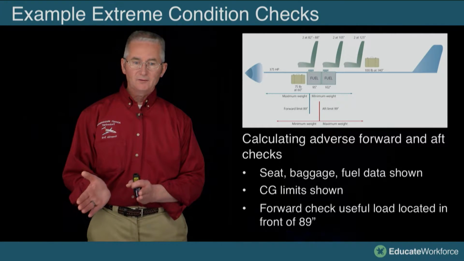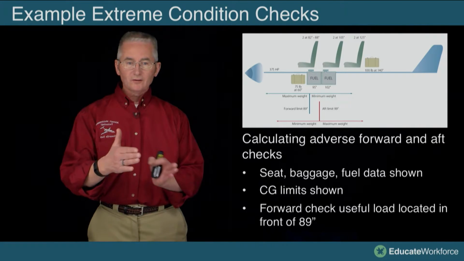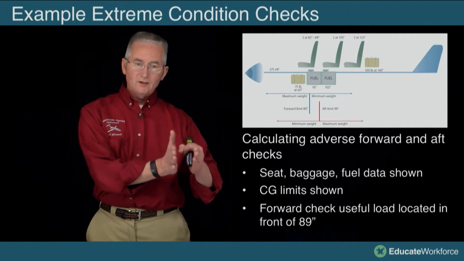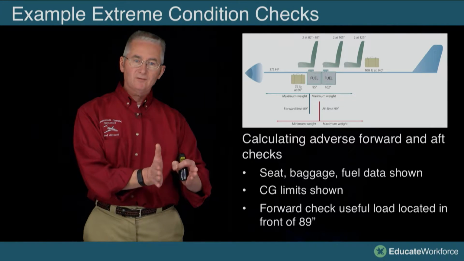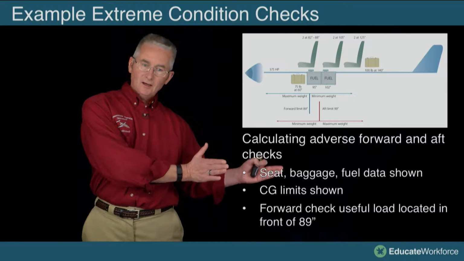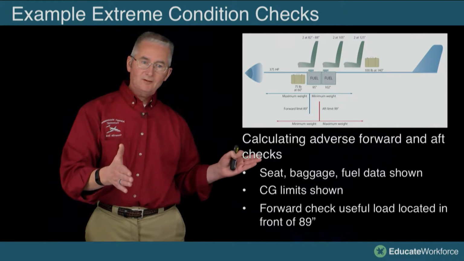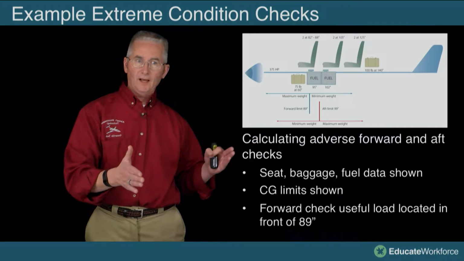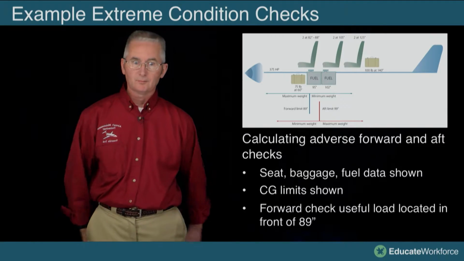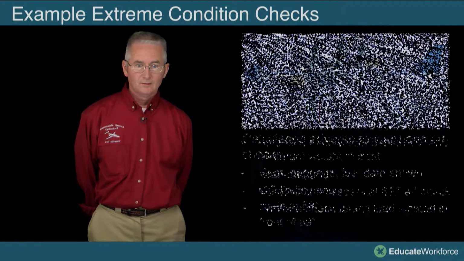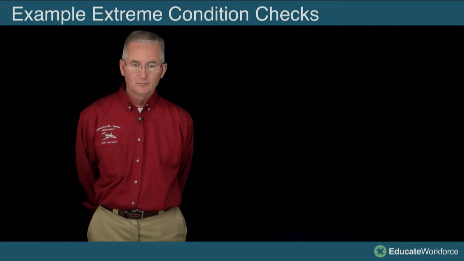Calculating the forward and aft checks: seat, baggage, fuel, center of gravity, all of this stuff. You can see if it's forward of the CG and we're doing a forward check, it's full. If it's aft of the CG and we're doing an aft check, it's full. So if you're doing a forward check, anything aft of the CG is empty. If you're doing an aft check, anything forward of the CG is empty, obviously with the exception of the pilot seat, because we're not remote control flying aircraft. And again, the same thing here.